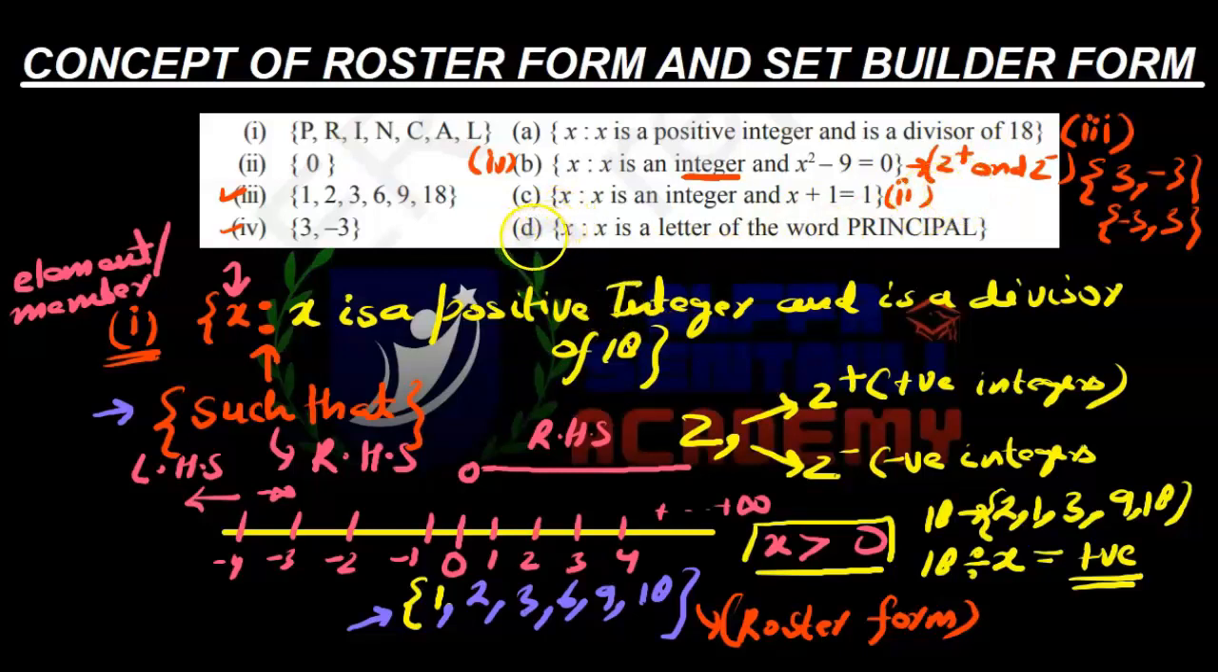Now let us move to D. x is a letter of the word principle. We need to write the letters of the word principle. How many letters are there? If you count, there are 1, 2, 3, 4, 5, 6, 7, 8, 9. There are 9 letters. This is our set builder form. Now we need to write it in roster form.